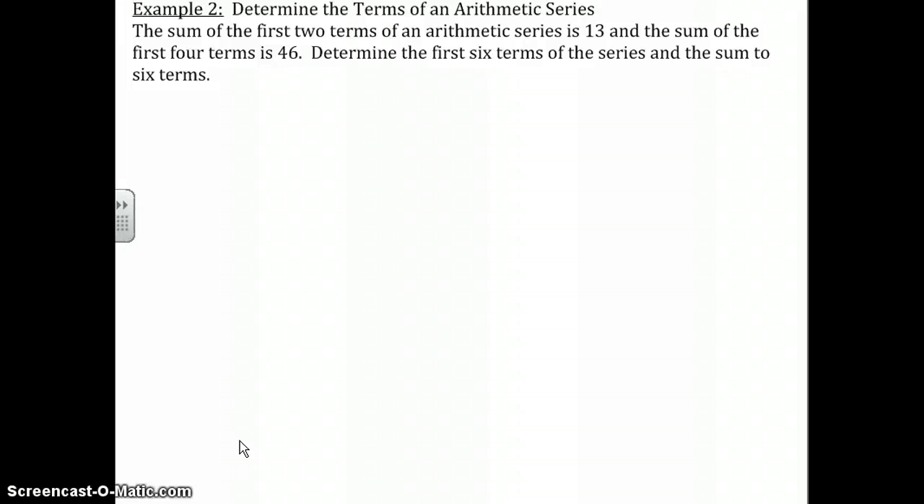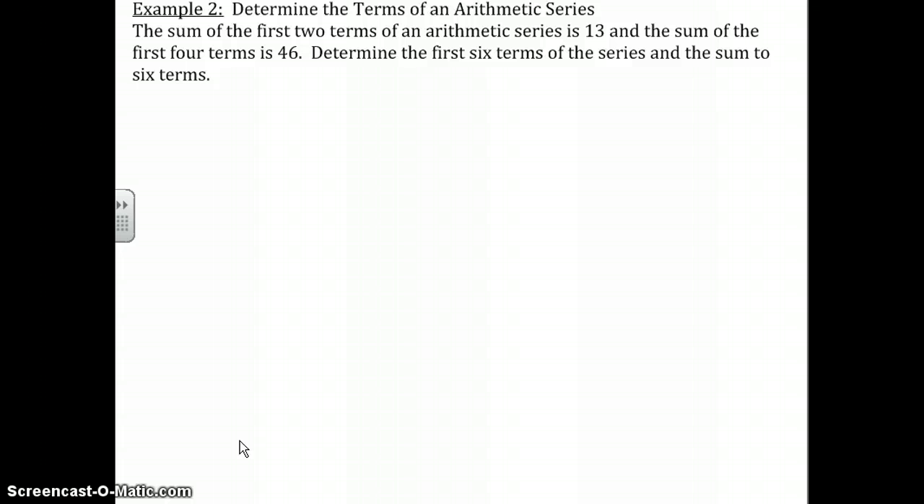Hi and welcome to section 1.2, example 2. Alright, this one's going to be a little bit harder than it looks. So here we have the sum of the first two terms of an arithmetic series is 13, and the sum of the first four terms is 46. Determine the first six terms of the series and the sum of the first six terms. Okay, lots of information there.